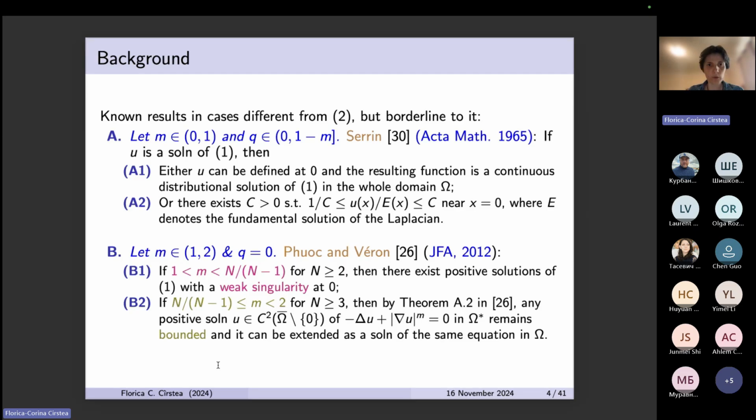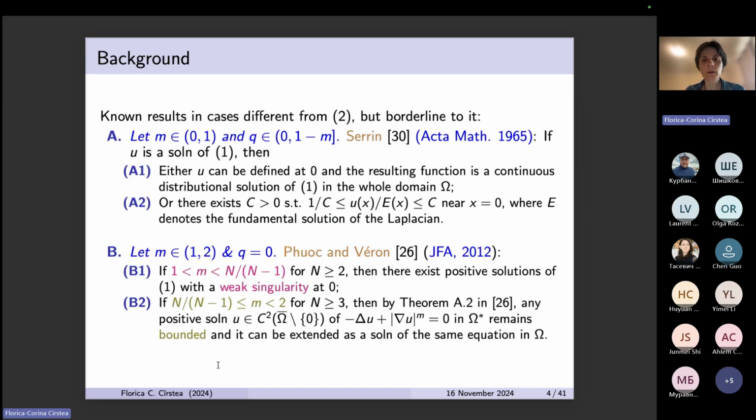Okay, so a little bit about the background, strictly relevant to the problem, since yesterday we presented more general results. So let's see what happens if we take m between 0 and 1, and q between 0 and 1 minus m, including 1 minus m. So in other words, q plus m is less than or equal to 1. So that forces m to be between 0 and 1 when q is positive.